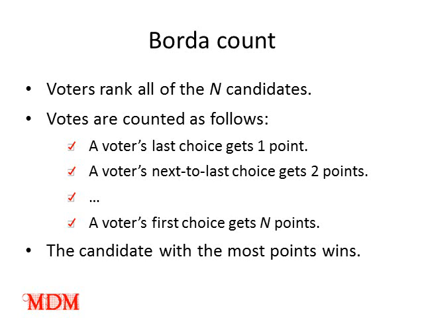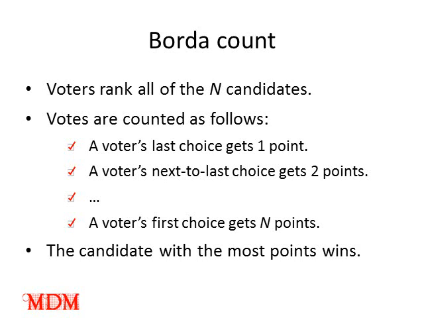In the Borda count method, the voters rank all of the candidates. Let's suppose that we have 4 candidates. Then the votes are counted as follows. A voter's last choice gets 1 point. The next to last choice gets 2 points. The next choice gets 3 points. And finally, the voter's first choice gets 4 points.